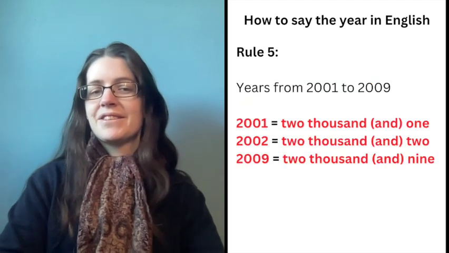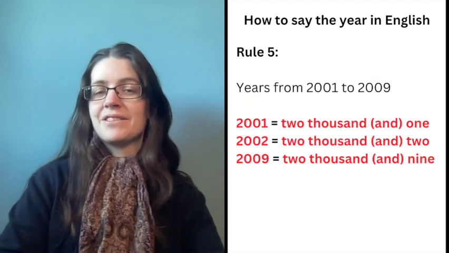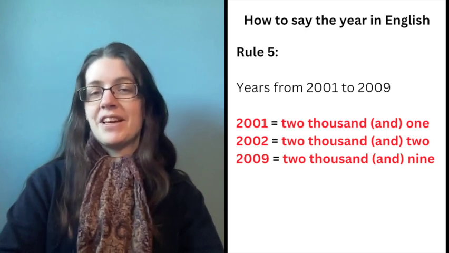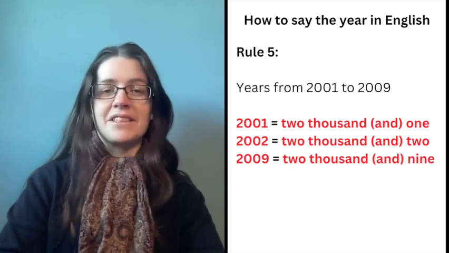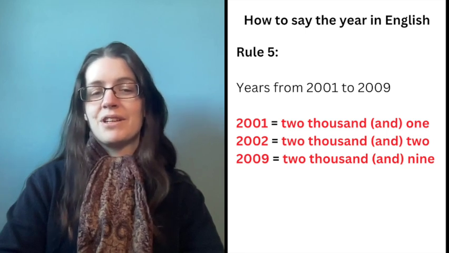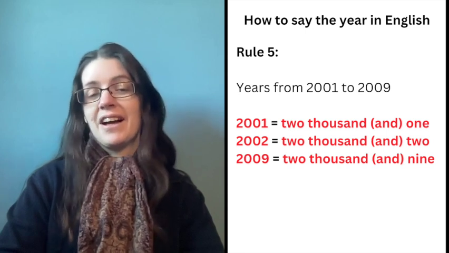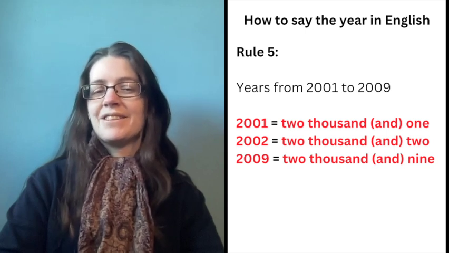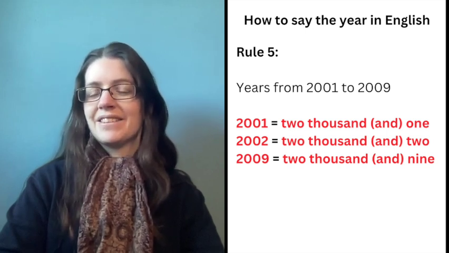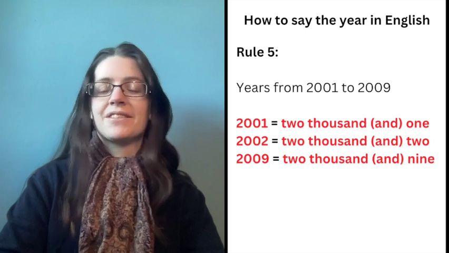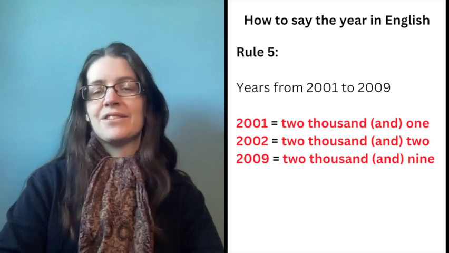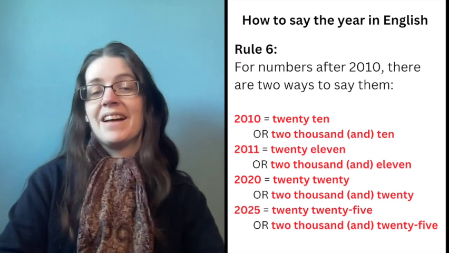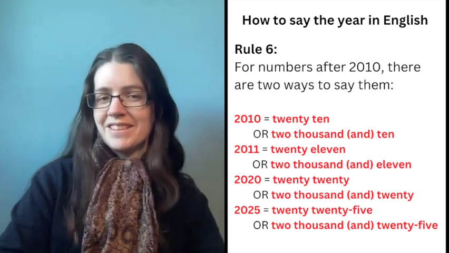Next, the years from 2001 to 2009, you can say them just as if they're normal numbers. So these numbers are 2001, 2002, 2009. Speakers from the UK usually put and after the thousand. 2001, 2002, 2009. And lastly, years from 2010 and after, there are two ways to say these.